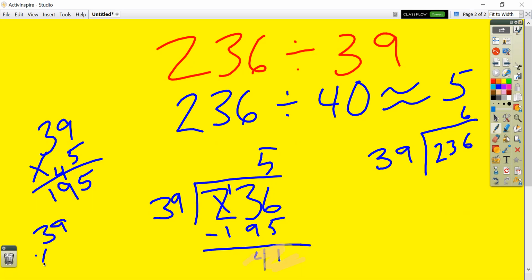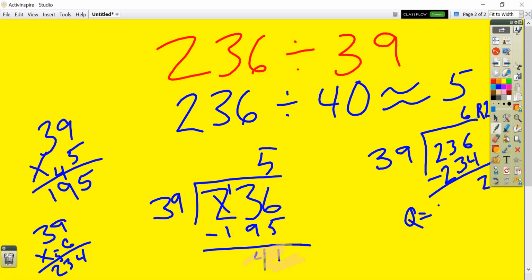So 39 times 6, that would be 54. 6 times 3 is 18. Plus 5 more is 234. That is going to get us nice and close. So sometimes our estimate is off, and we have to rework it by knowing how to analyze our answers and our remainders. So our quotient should be 6R2, 6 with a remainder of 2. So Q is equal to 6, R is equal to 2. And if we show it as a fraction, it would be 6 with 2 over 39.